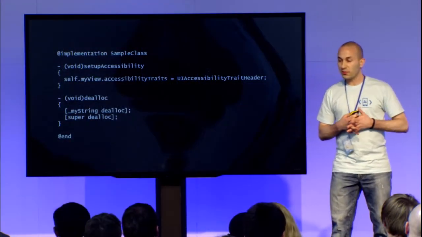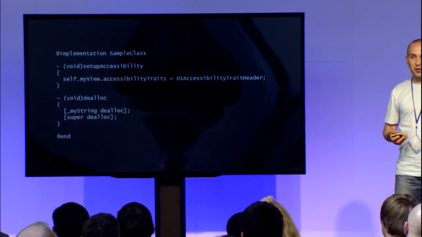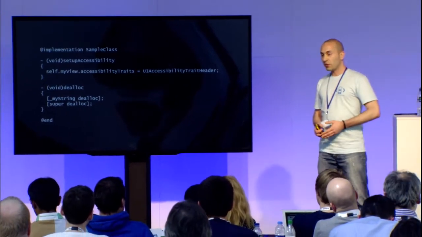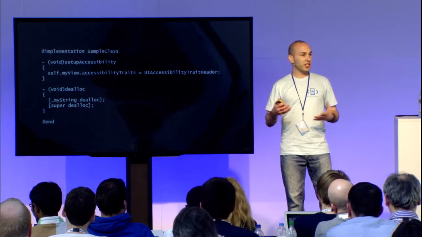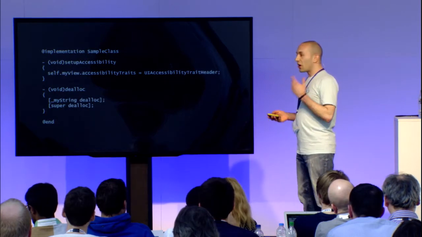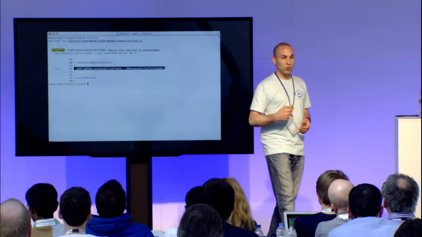Here's a block of code. And if you can read this, the first few lines is a method that basically goes and sets an accessibility trait on a view to tell the view that it's a header. The second block is a dealloc, where you release your instance variables. And so when I run this through ArcLint, this gives me a couple warnings. Actually, one warning and one error.